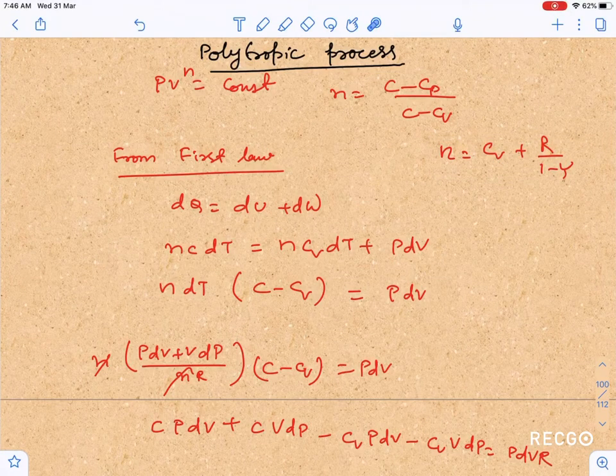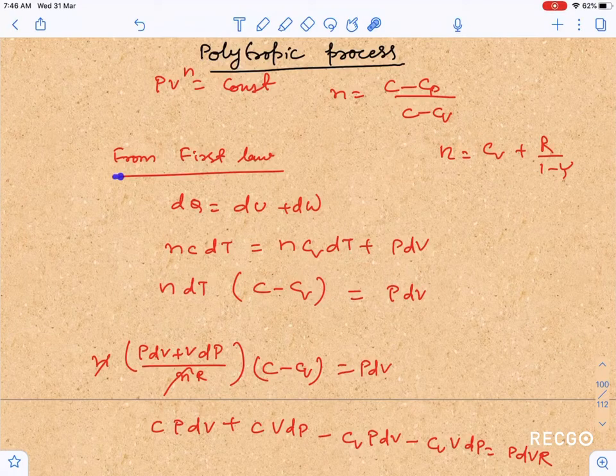So actually, first we will see how these things come, and then we will understand on the basis of the polytropic process when n is equal to 0, 1, infinity, like that, what processes we call them.